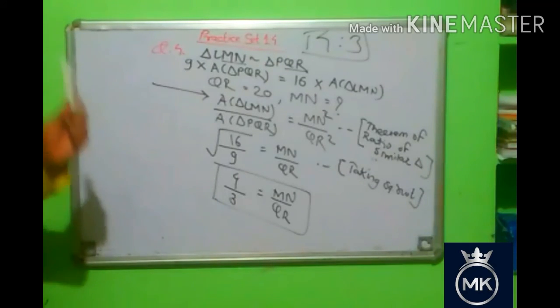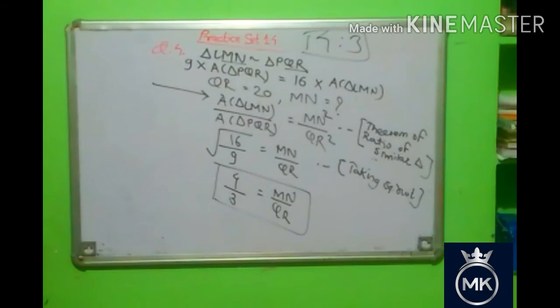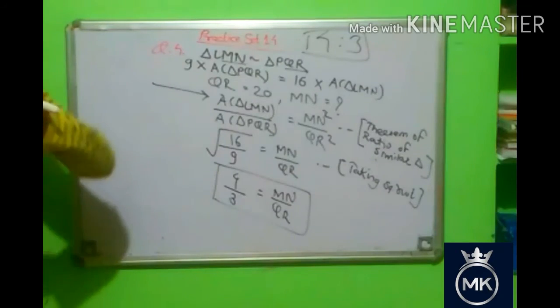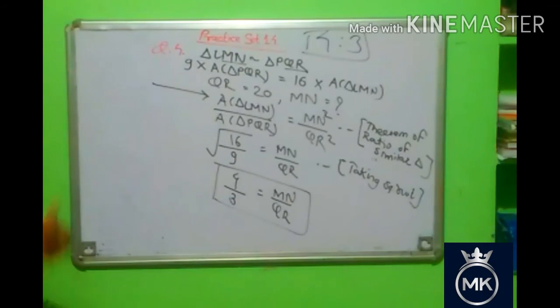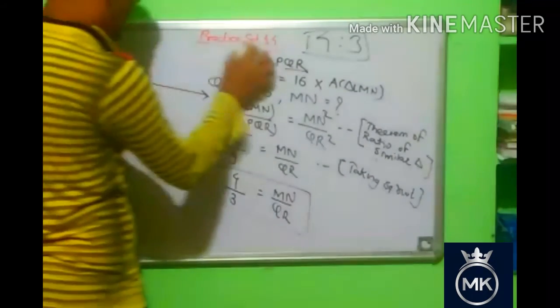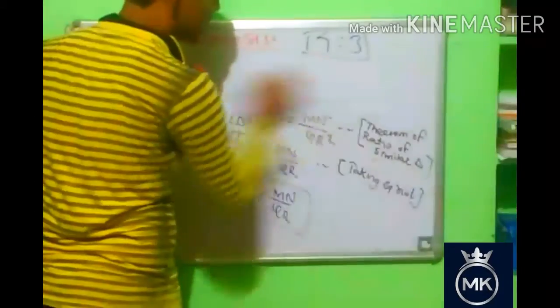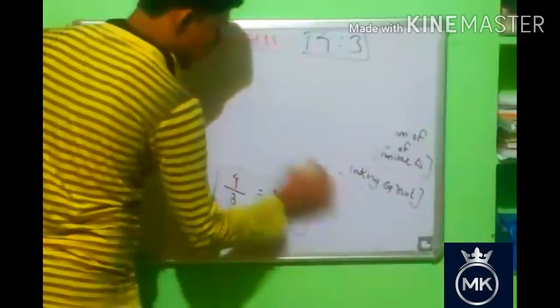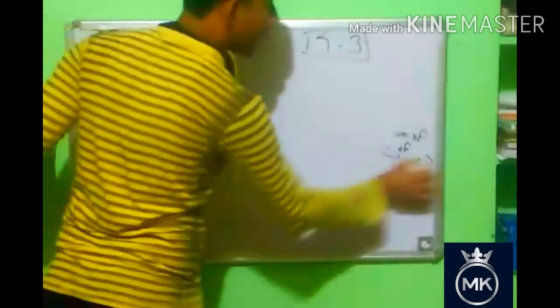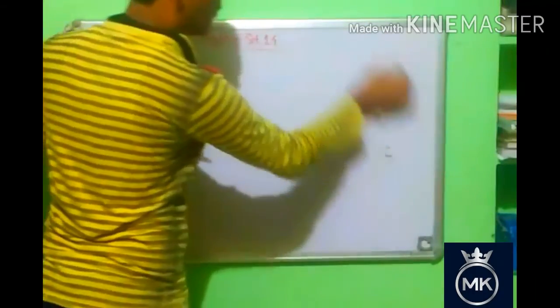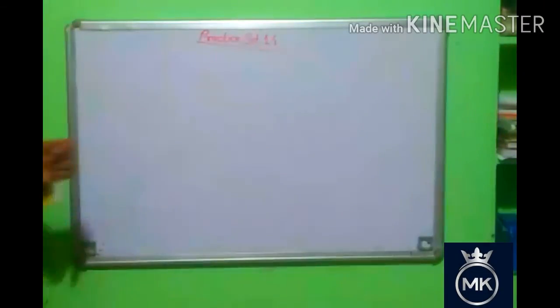Then our question numbers 5, 6 and 9 are bigger than these 4 questions. So friends, we will find the answers of these questions in the next video, part 2 of practice set 1.4.